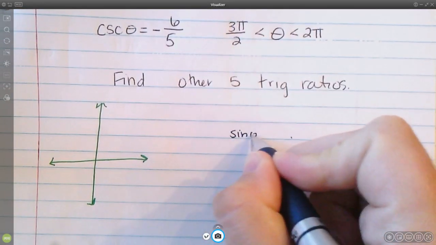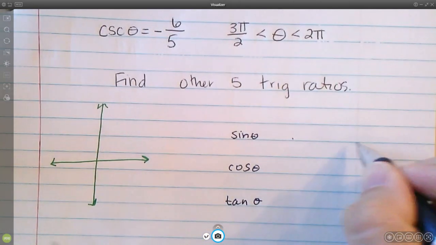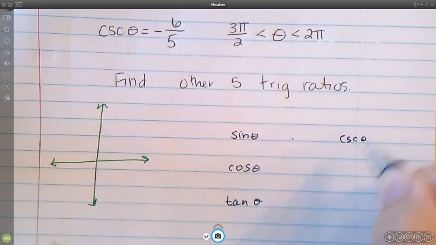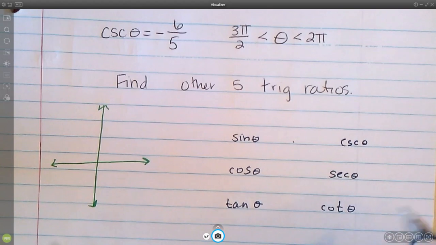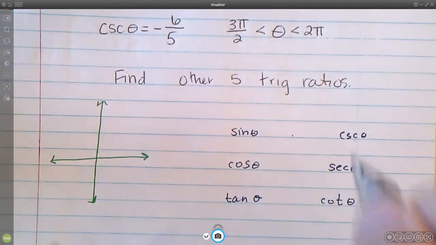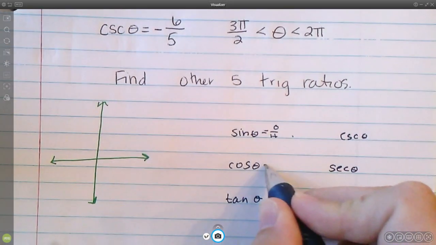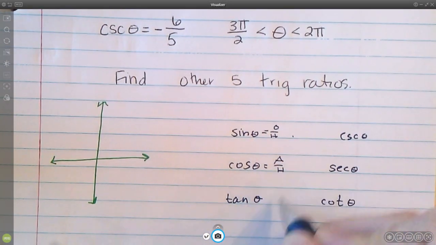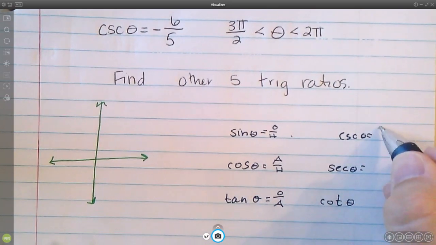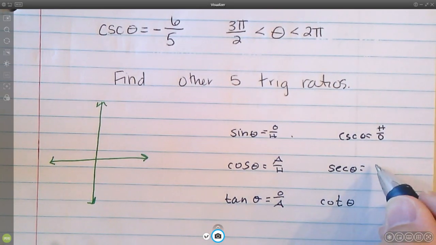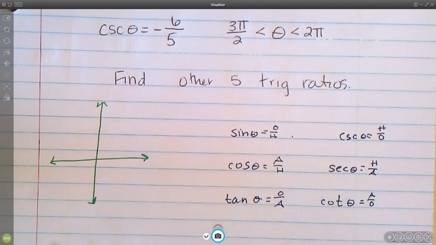Okay. So I'm going to start by writing over here. So we have sine of theta, cosine of theta, tangent theta. Then you have cosecant theta, secant theta, and cotangent theta. So sine is O over H, cosine is A over H, tangent is O over A, cosecant is H over O, secant is H over A, and cotangent is A over O.